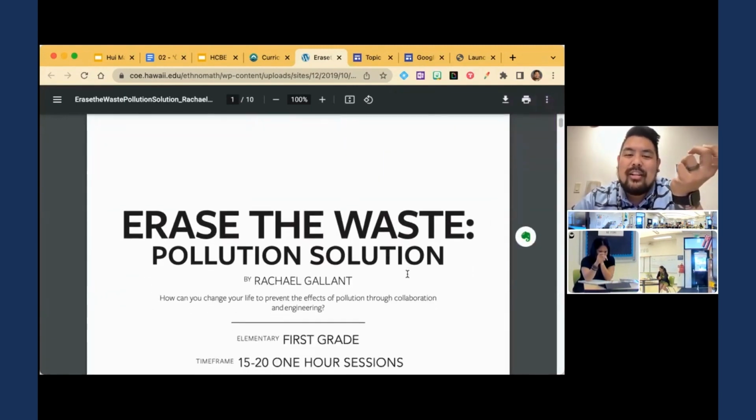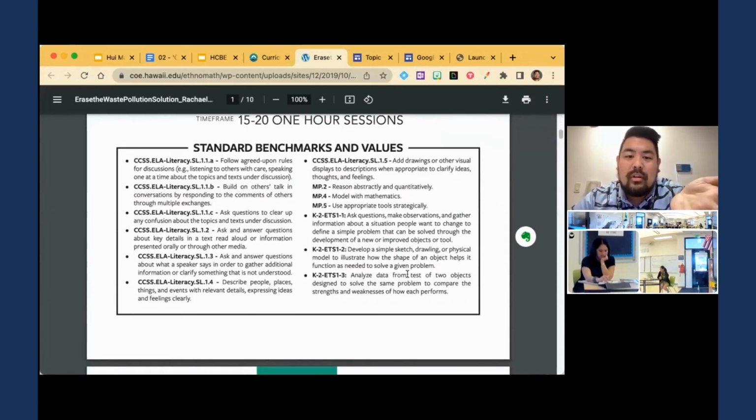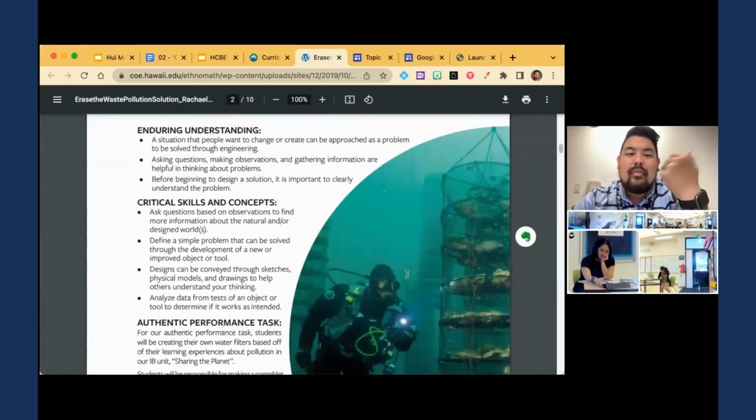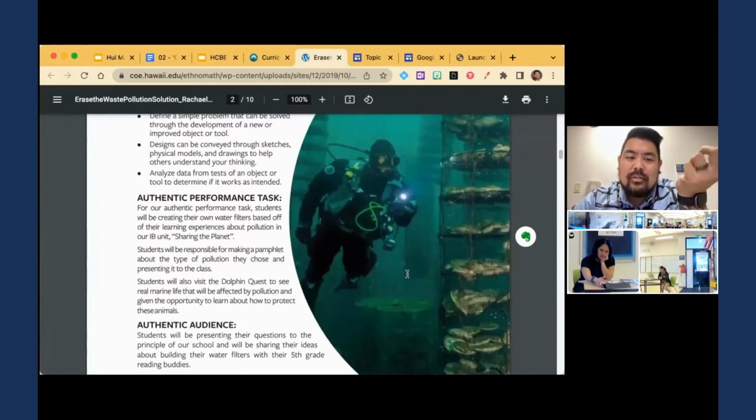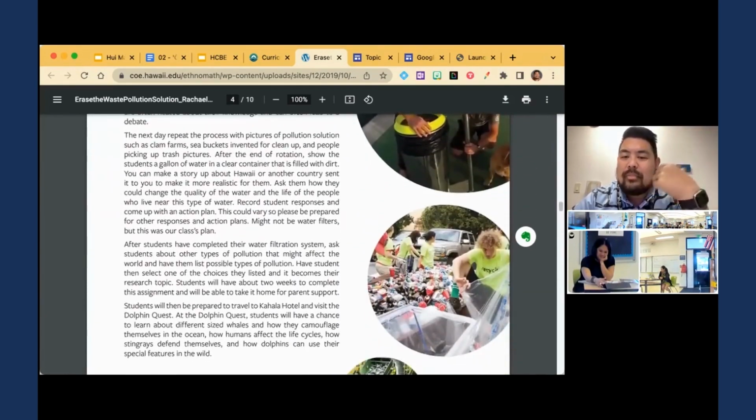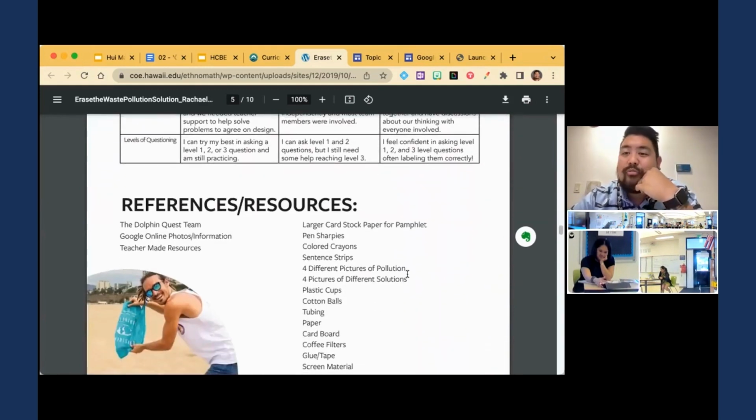So when you click on the links, you can see what standards they covered. There's Common Core ELA, there's math. We all had to do essential questions, performance tasks, and you can read through how they developed it. There's a lot of different resources, but the lessons are there. They are ready for you to use for free.